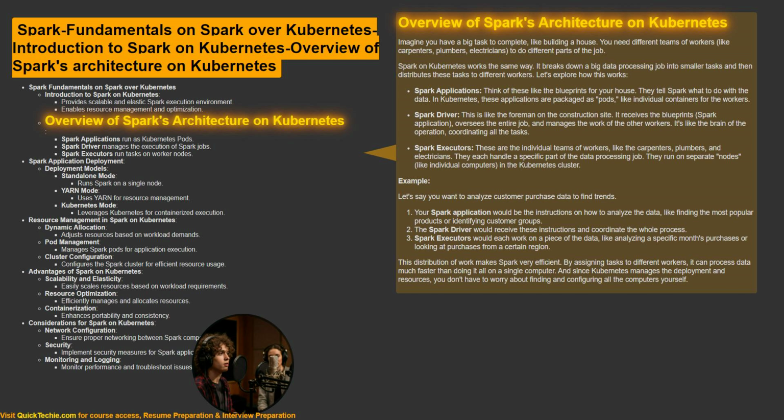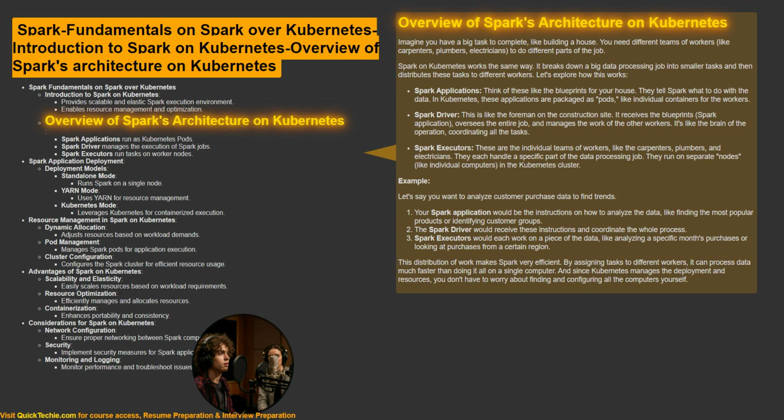Spark applications. Think of these like the blueprints for your house. They tell Spark what to do with the data. In Kubernetes, these applications are packaged as pods, like individual containers for the workers. Spark driver. This is like the foreman on the construction site. It receives the blueprints, the Spark application, oversees the entire job, and manages the work of the other workers. It's like the brain of the operation, coordinating all the tasks.